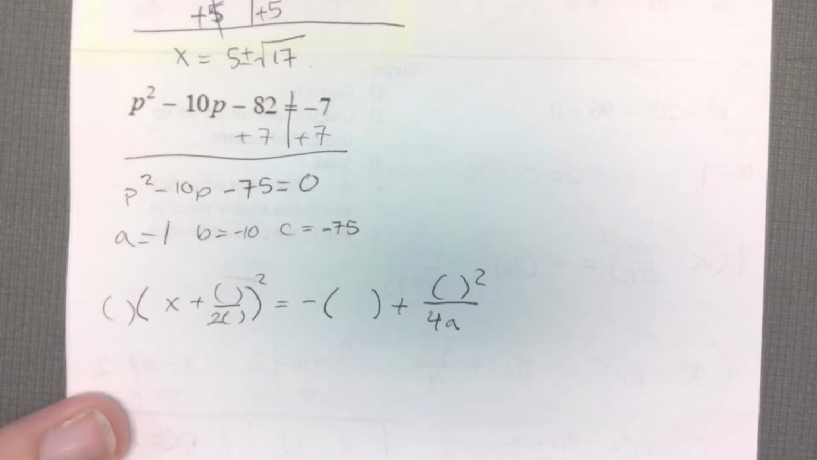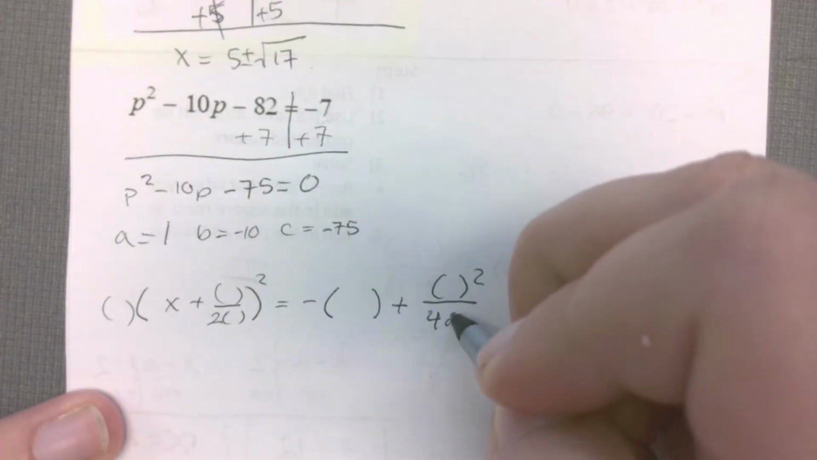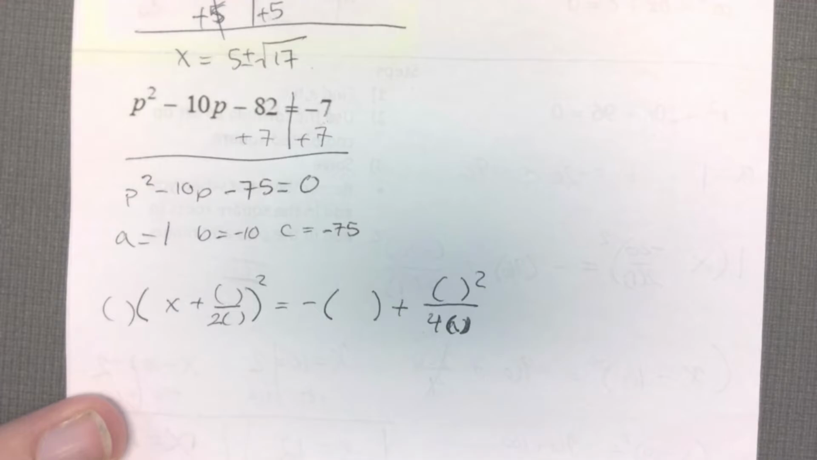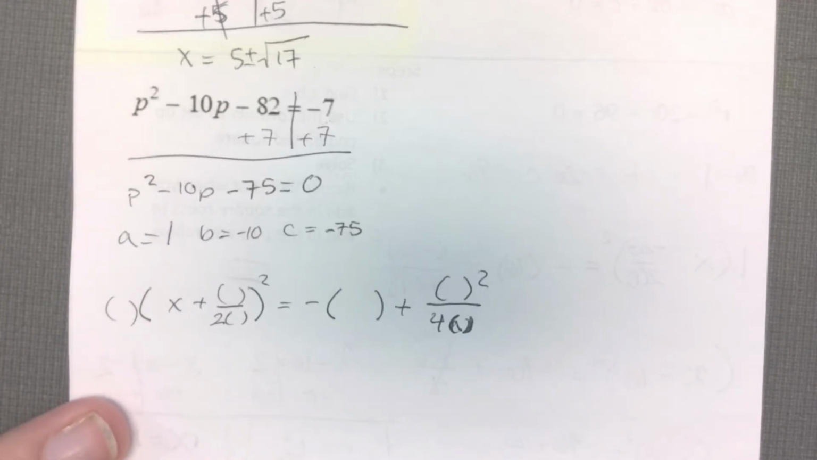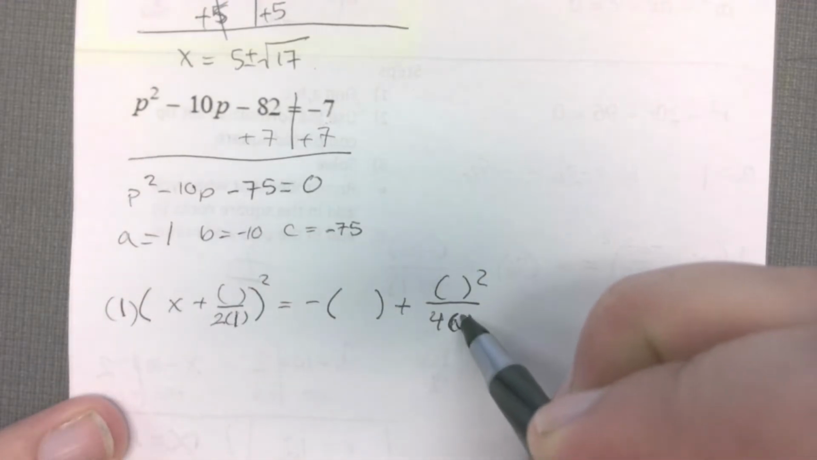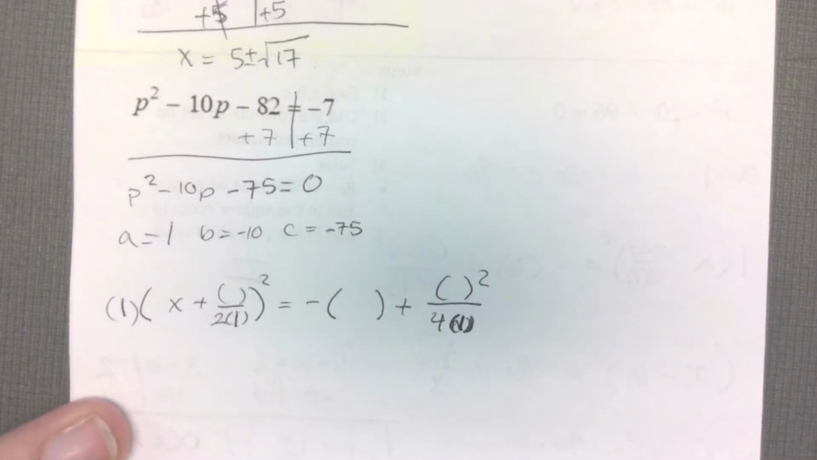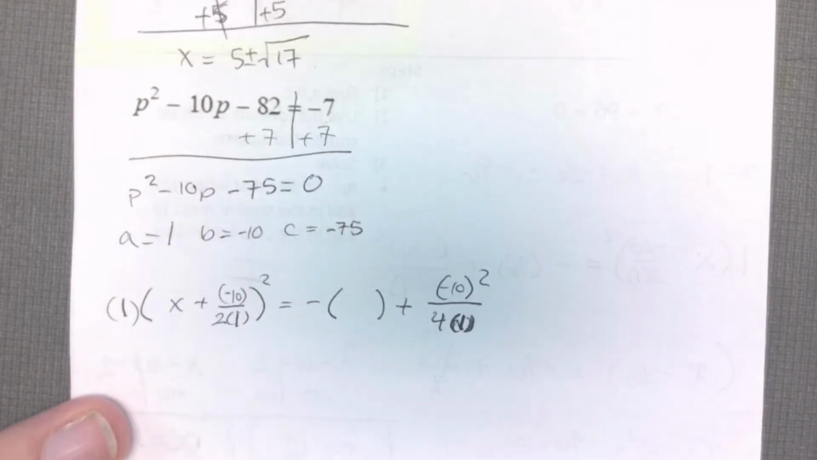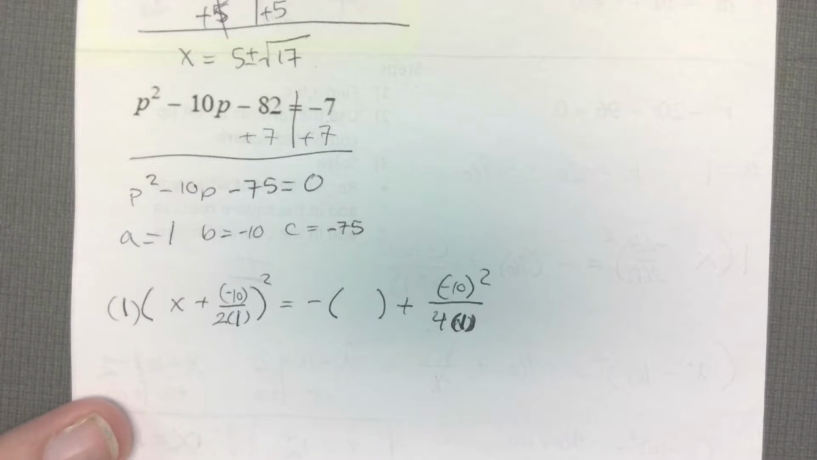All right, what's my A? Oh, I put an A there, I'm sorry. What's A? We still writing down? Anybody know what A is? Good. What's my B? Negative 2. What's my C? Negative 75.